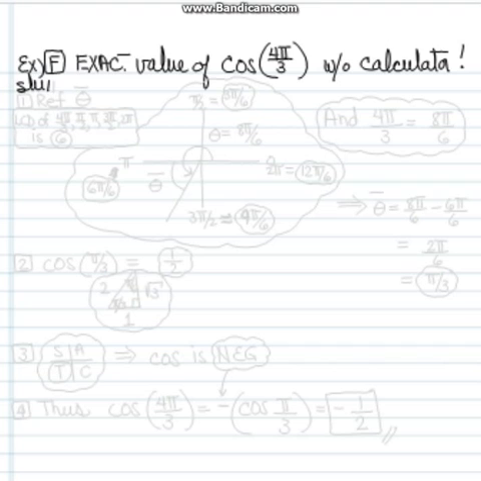Find the exact value of the cosine of 4 pi over 3 without using a calculator. Okay, we're going to use a reference angle to do this. Step 1 is where we identify the reference angle. So we're going to draw an axis vertically and horizontally.